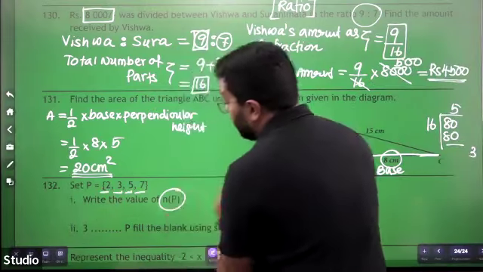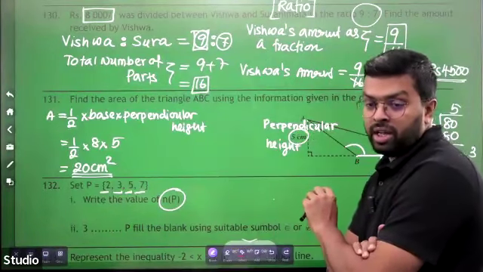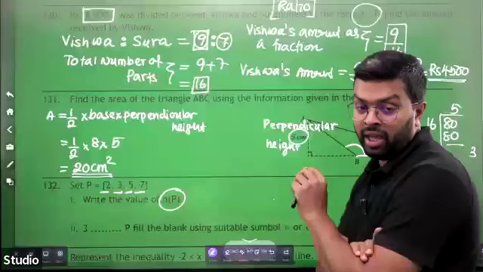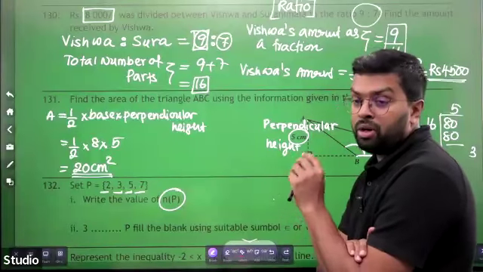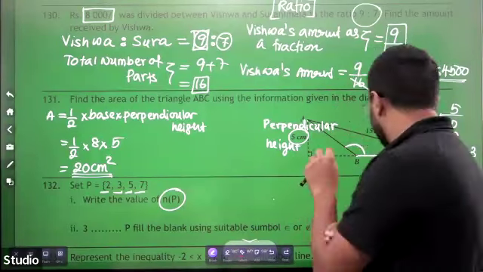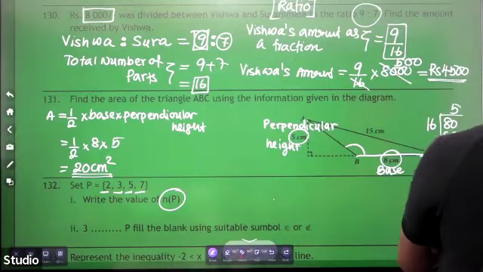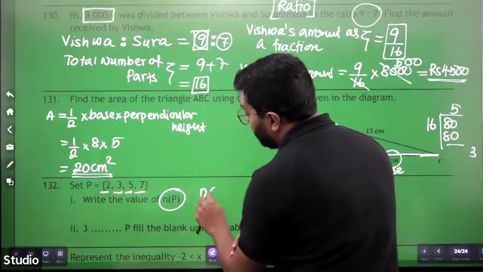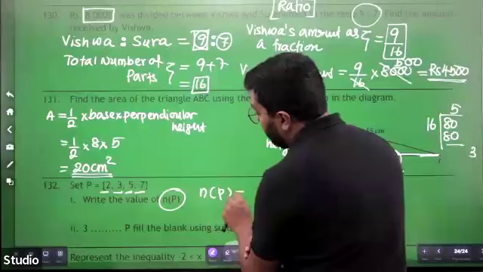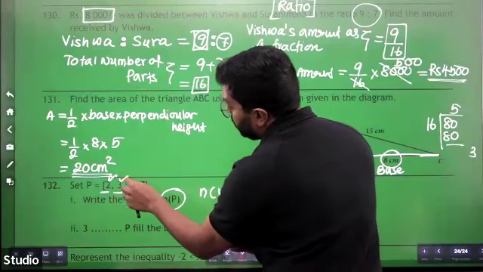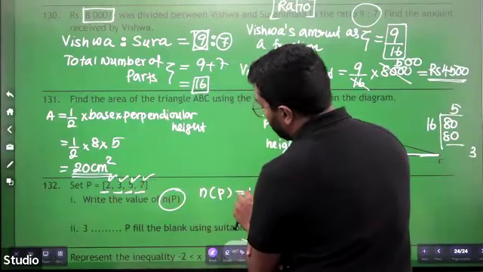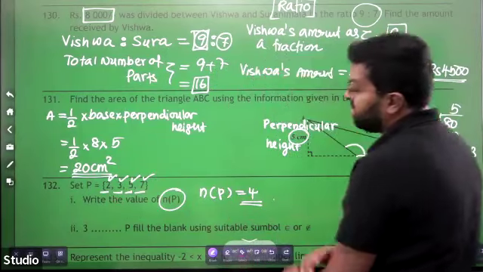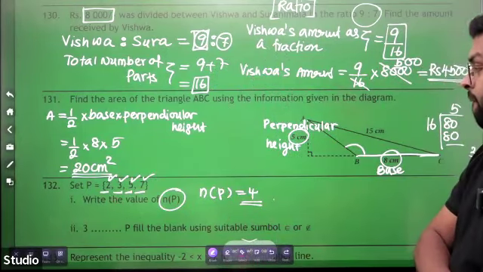What is this set notation? n(P) means the number of elements you have in this set P. So how many elements are there in this set? Look, 1, 2, 3, 4. So the number of elements you have in this set is 4.